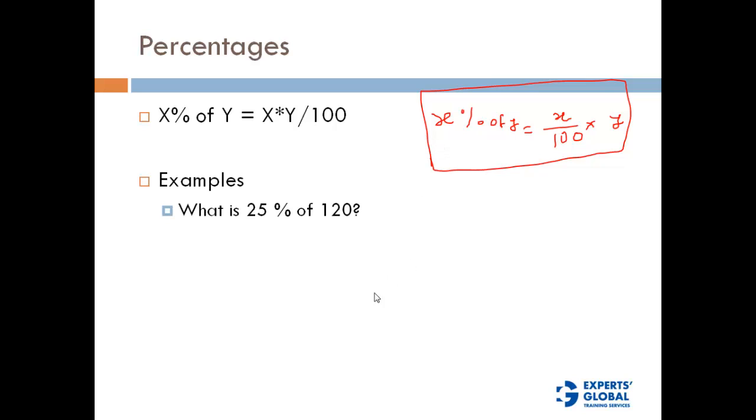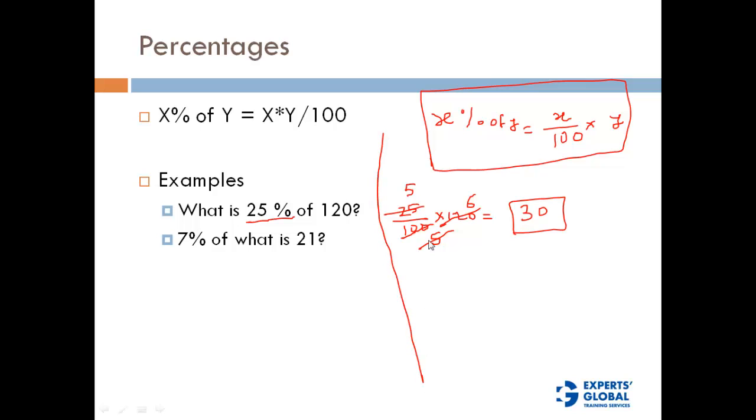What is 25% of 120? So what do we have here? 25% means 25 divided by 100. So 25 by 100 into 120. What do we get? 5 and 25 become 5, 120 divided by 20 is 6, so we get 30. So 25% of 120 is 30.